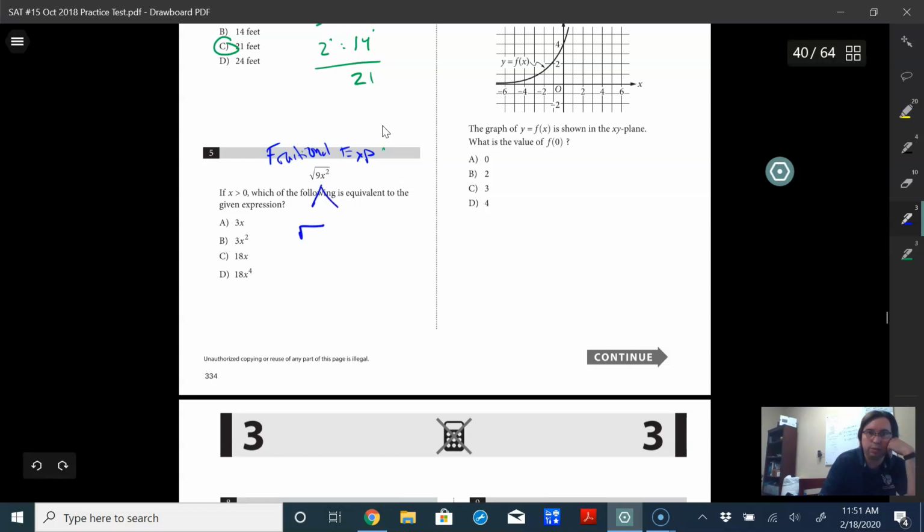So that's going to be the square root of 9 times the square root of x squared. The square root of 9 is going to give you 3, right? And then the square root of x squared, you can rewrite that as x, since that's going to be 2 over 2. And so that ends up being x. So the answer choice is going to be 3x, or answer choice A on this one.